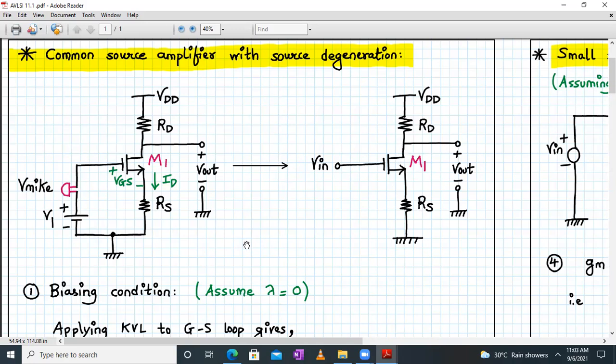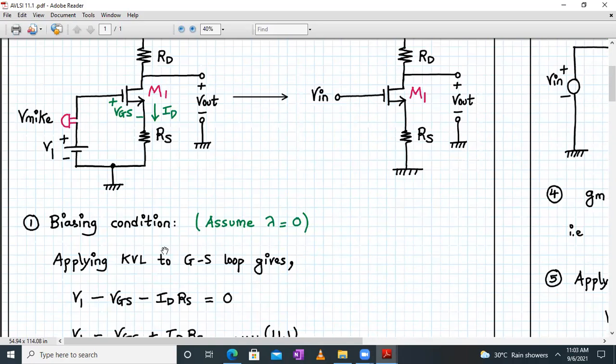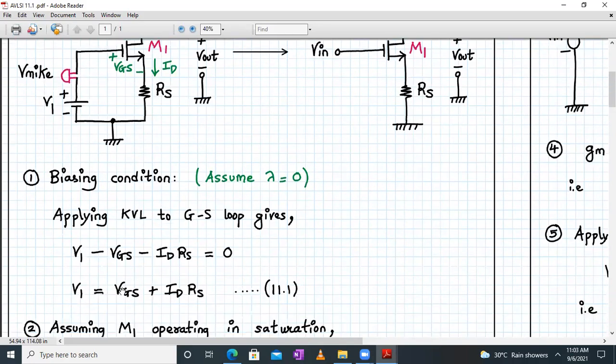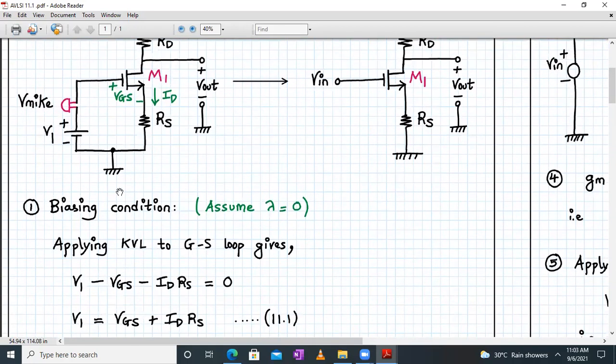Now, let's check the biasing condition first, assuming that lambda is equal to 0. When we apply the KVL in the gate source loop, what do we get? V1 minus VGS minus ID RS is equal to 0. Fine, because these are DC quantities. So we can write V1 equal to VGS plus ID RS, which is equation number 11.1. Okay, so this is the equation for V1, that is the bias voltage. It should be equal to VGS plus ID RS.